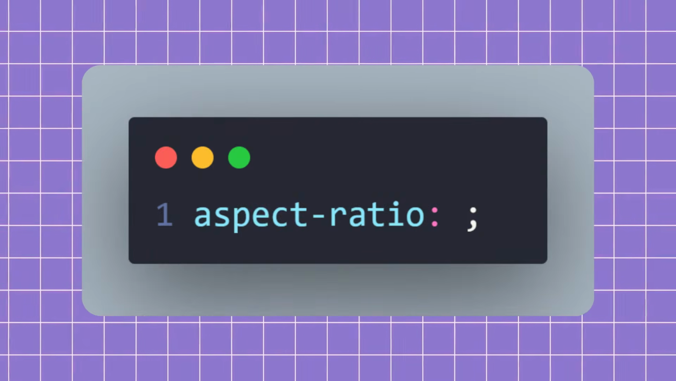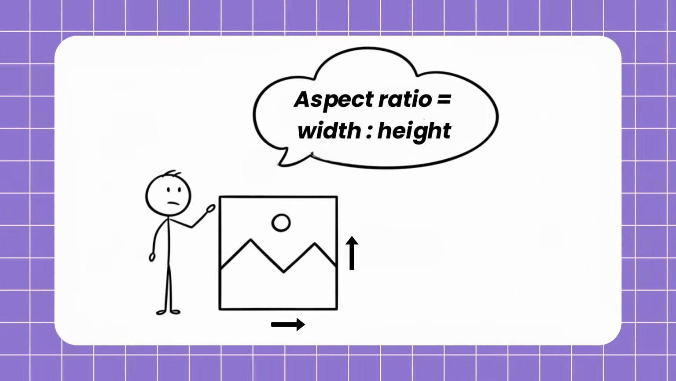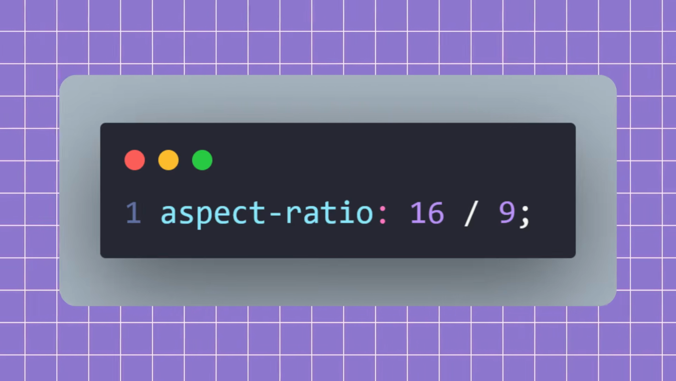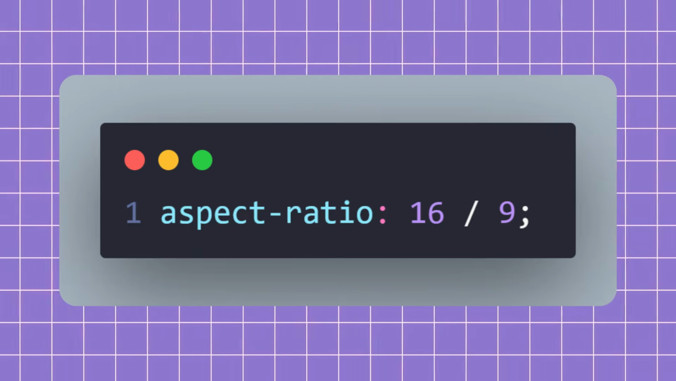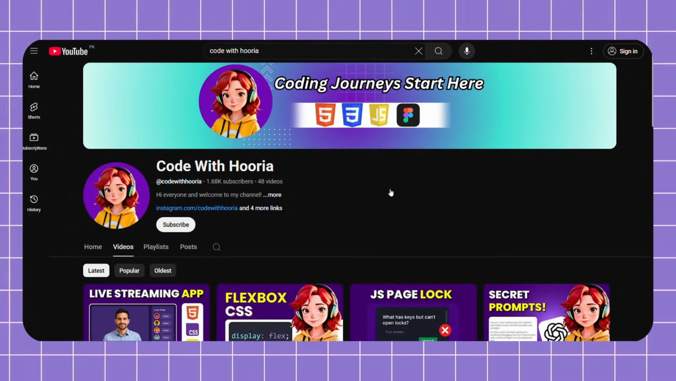So what exactly is aspect ratio? It's just the relation between width and height of an element. For example, aspect ratio 16:9 means for every 16 units wide, the element will always stay 9 units tall. That's the same shape you see in YouTube videos.